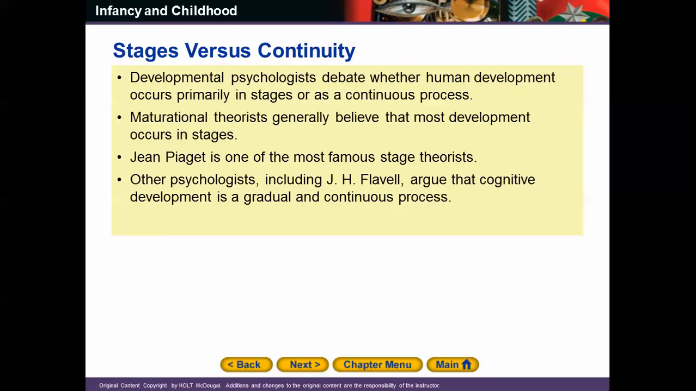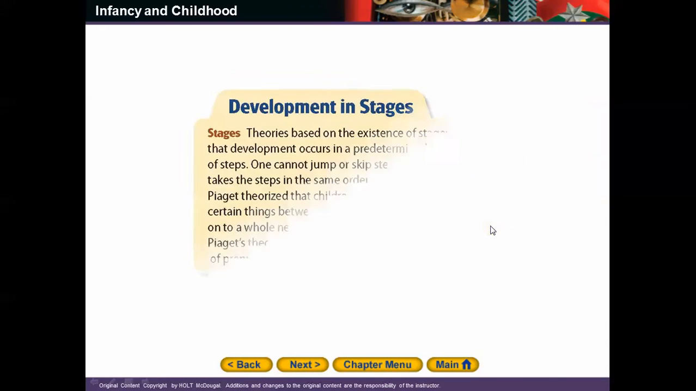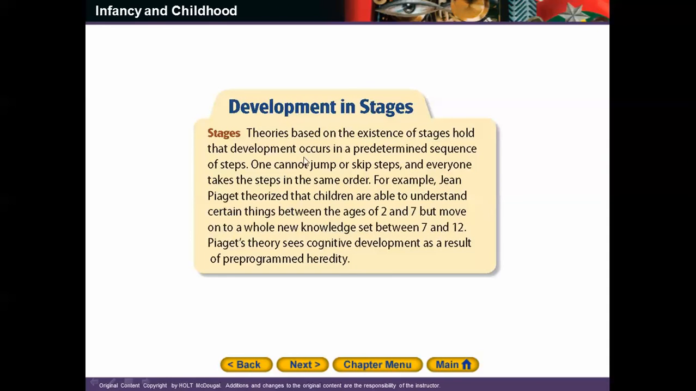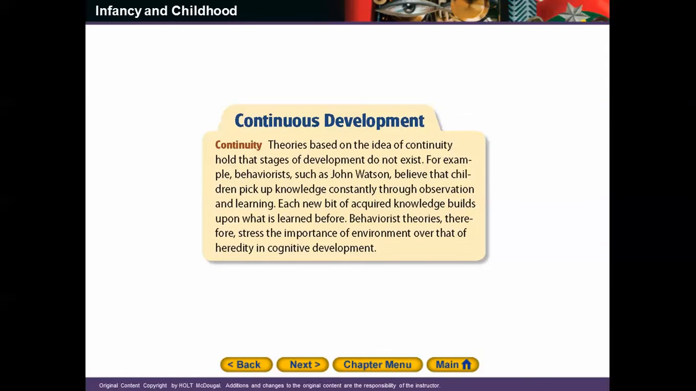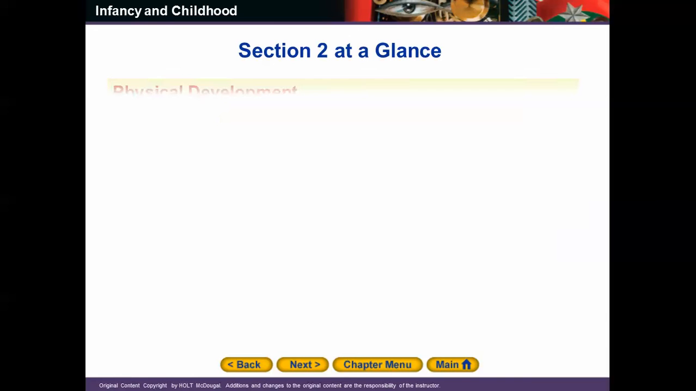Piaget did say that people grow in stages, though, and we're going to learn about Piaget's stages. So again, stage development says that development occurs in a predetermined sequence of steps. You can't jump or skip steps, and everyone takes these steps in the same order. Continuous development theorists say that the stages of development do not exist, and they believe that children pick up knowledge constantly through observation and learning.